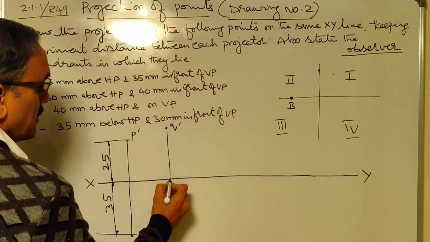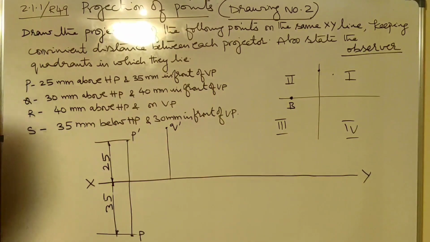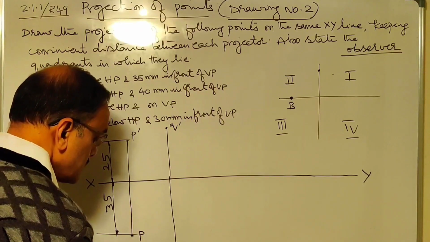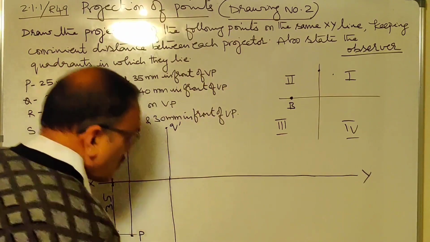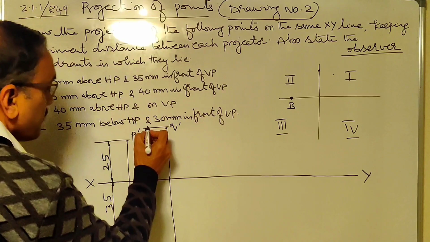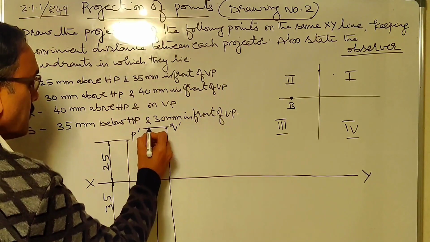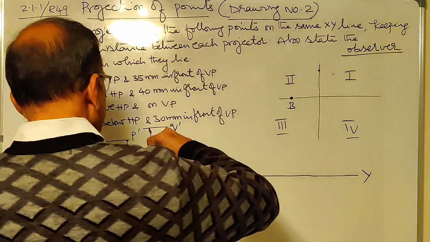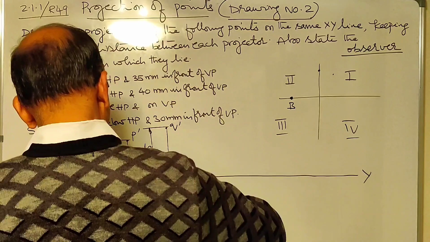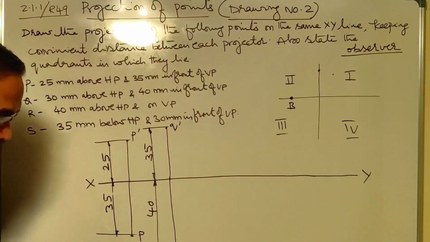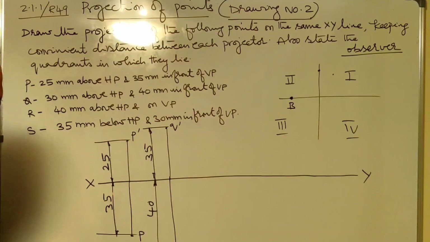This distance is 30. So you can use your scale and draw it 30 mm and also 40 mm in front of VP. So we are projecting this down. This distance is 40. This is the top view. So the distances are 35 and 40. This is 35 and this is 40. So this is about the projectors.